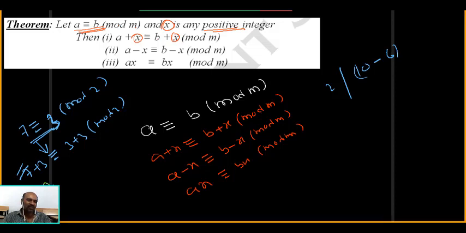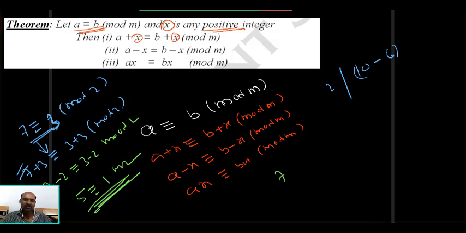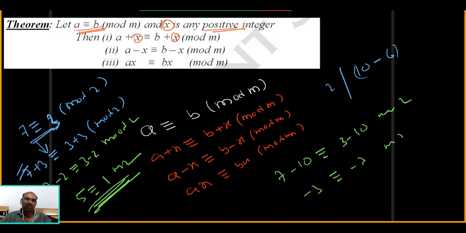7 minus 2 is congruent to 3 minus 2 modulo 2. 7 minus 2 is 5, and 3 minus 2 is 1, so 5 is congruent to 1 modulo 2. Still the statement is true. Again I will subtract another number: 7 minus 10 is congruent to 3 minus 10 modulo 2. So minus 3 is congruent to minus 7 modulo 2. Still the statement is true.